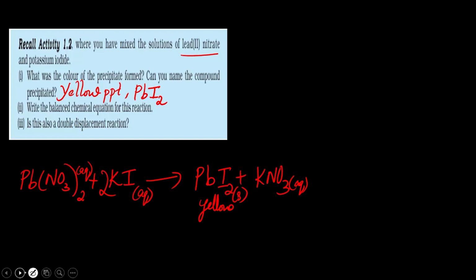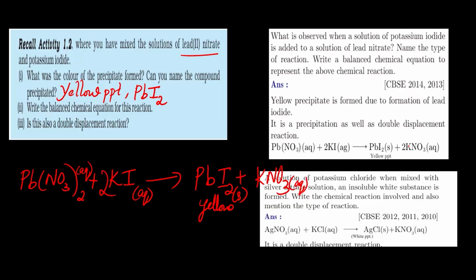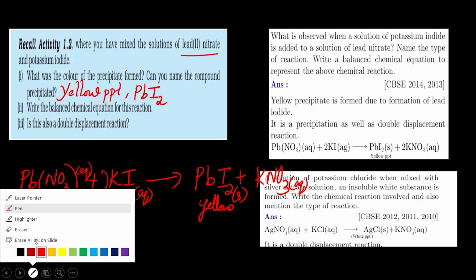Okay, another question you can see here. Yeah, same answer, yes. And what is observed when a solution of potassium iodide is added to a solution of lead nitrate? What is observed? You observe a yellow precipitate, right? And what is the yellow precipitate? Lead iodide, PbI2. And what is this reaction also called as? Double displacement and precipitation reaction. And write the balanced equation. Clear? Yes.